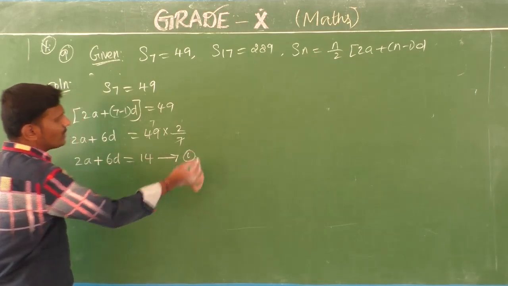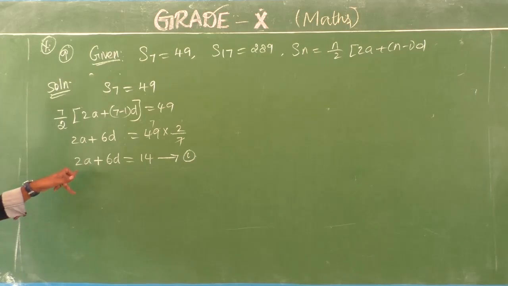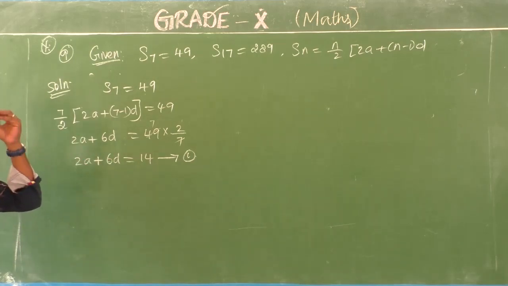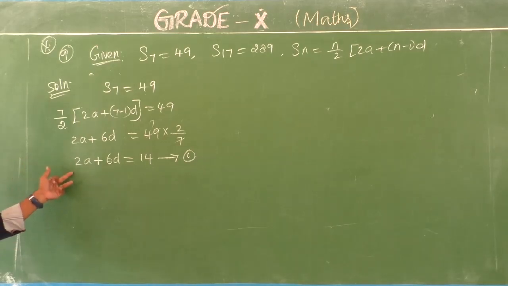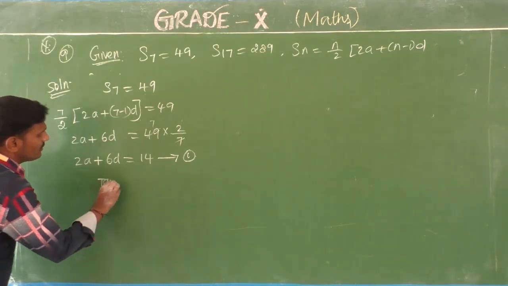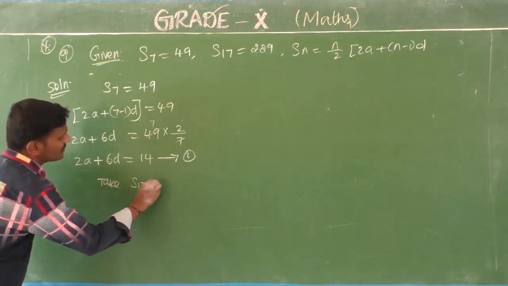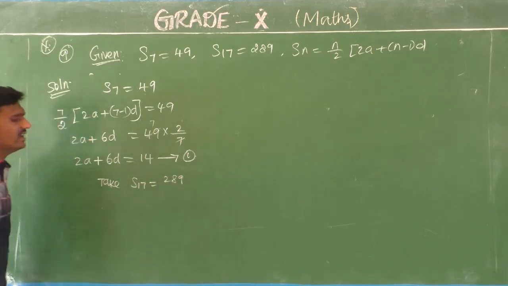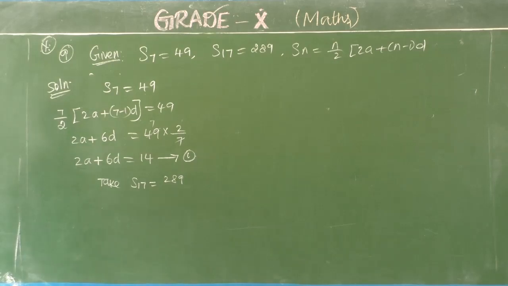Take this as equation number 1. Or otherwise, you have a common number, which is 2, and divide the equation by it to get a plus 3d equal to 7. Whatever you take is not a problem. And next I am going to take S17 which is equal to 289. S17 equal to 289.